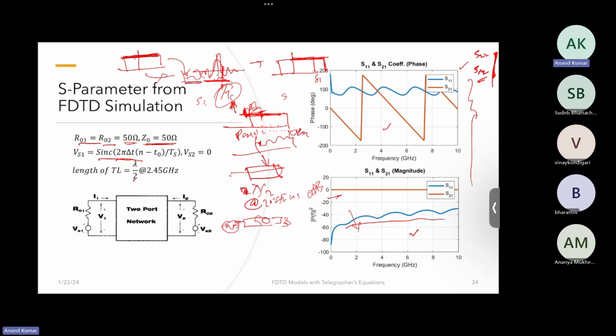Was this clear, or should I try to explain this in another form? Does anybody have any questions on what we are trying to do, and how we are trying to extract these parameters in the time domain? Let me know if you have any questions.